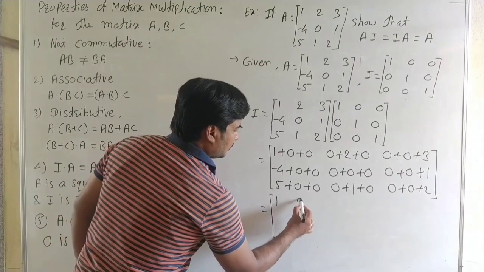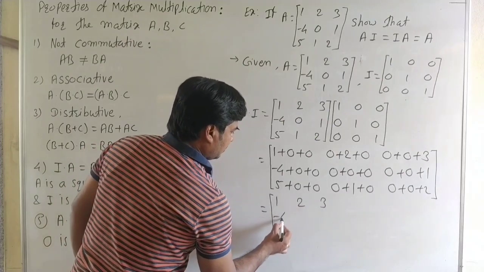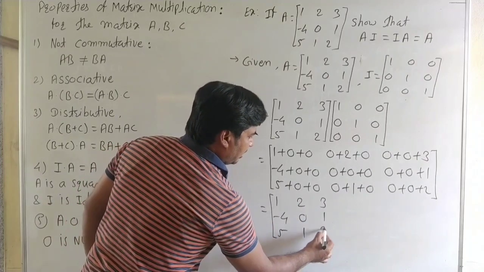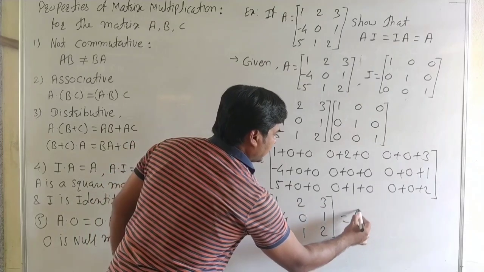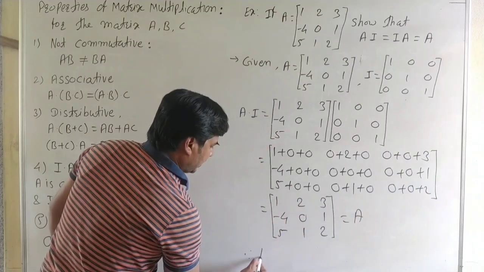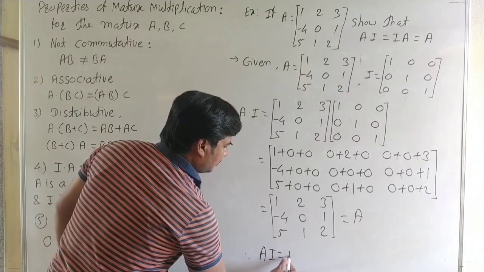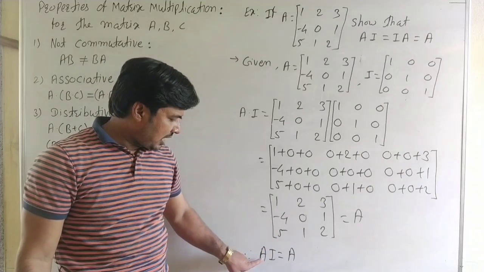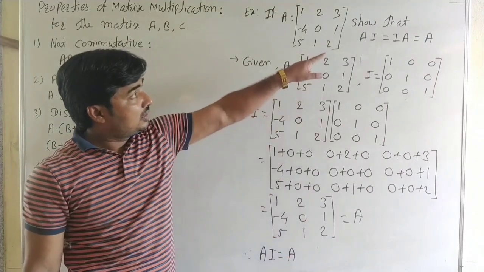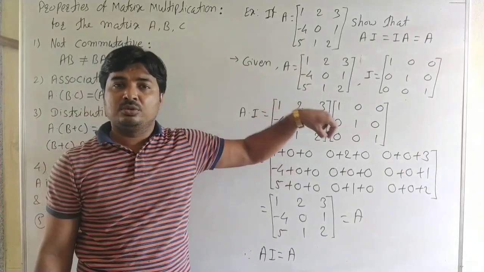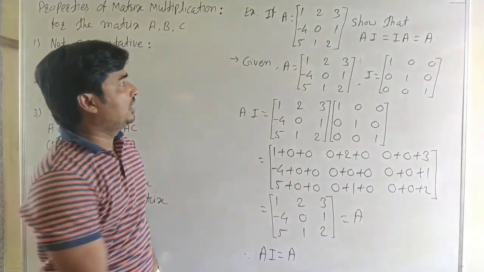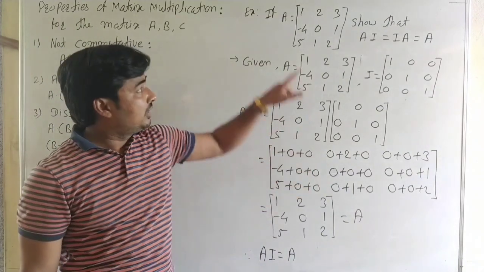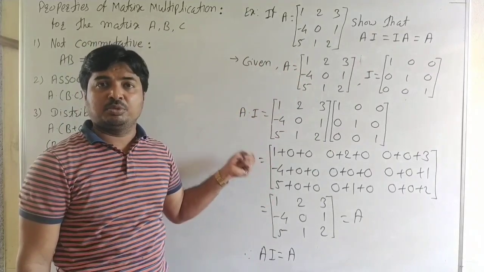Then we get 1, 2, 3, -4, 0, 1, 5, 1, 2, and it is the matrix A. Therefore A into I is equal to A. Similarly we prove I into A is equal to A. See carefully: A into I is equal to A, or I into A is equal to A. It is a property of matrix multiplication.